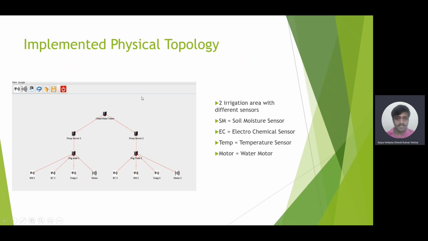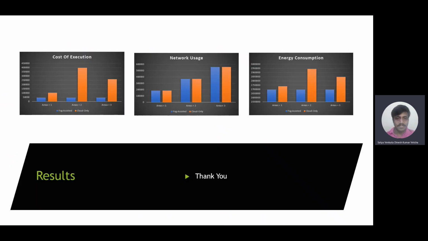This is the topology I implemented. I designed this topology by taking two areas into consideration. In this, there are three sensors, and this is the motor, and the cloud is the data center, which comes under hierarchy level 0. Sorry, it is the highest data center, and then the proxy server and the fog node. SEM stands for soil moisture, EC stands for electrochemical sensor, temp stands for temperature sensor, and the motor helps to supply the water to all the parts of the irrigation.